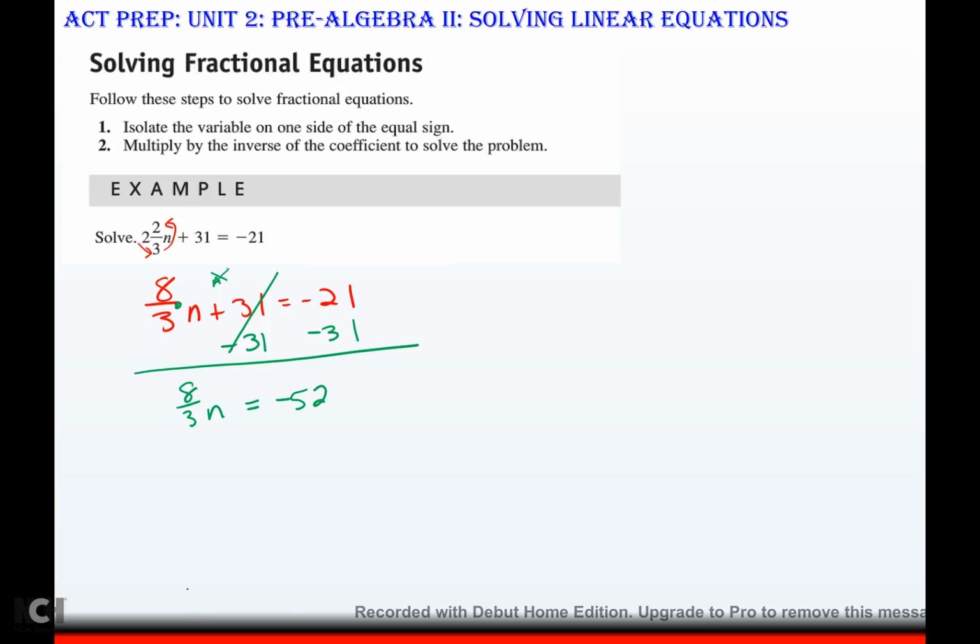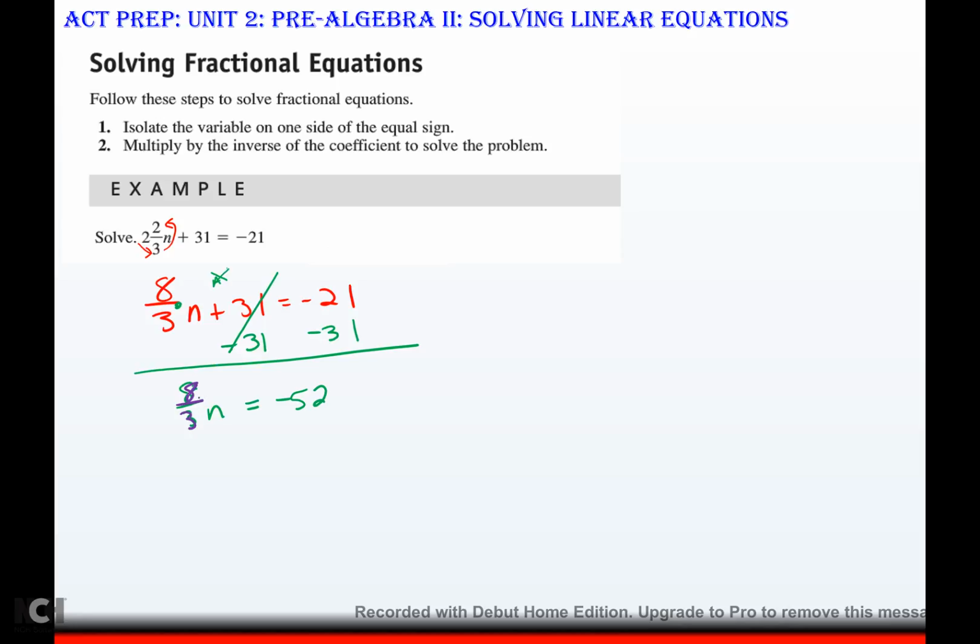Now, to deal with this fraction, people teach this differently. You could just divide by 8/3. You could multiply both sides by the reciprocal, however you were taught. I hate fractions, so all I do is look, all this is saying is they're doing two operations. One, they're multiplying by 8. Two, they're dividing by 3. Both of those things are happening to my n. So I can undo them.